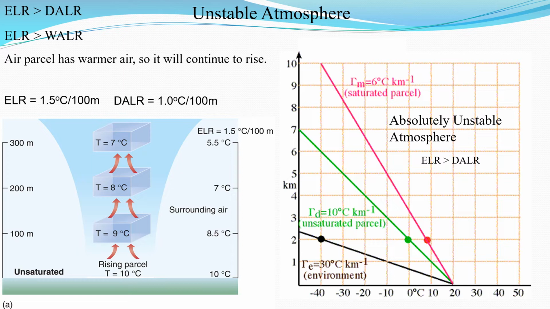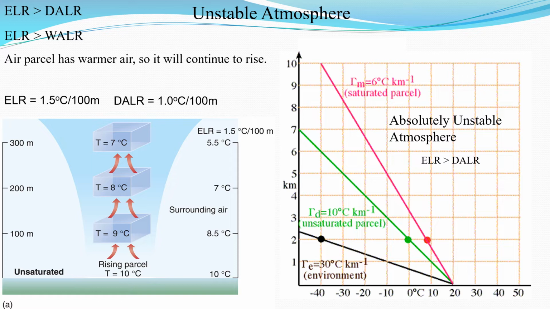Of course, a parcel of saturated air cooling at the lower moist adiabatic rate will be even warmer than the air around it. In both cases, the air parcels, once they start going upward, will continue to rise on their own, because the rising air parcels are warmer and less dense than the air around them. The atmosphere in this example, we would say, is absolutely unstable.